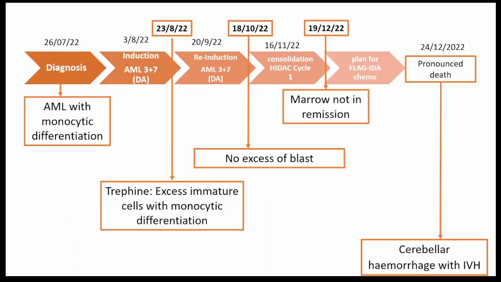So this is her timeline. Basically, the diagnosis was made in July last year. The diagnosis of AML with monocytic differentiation was made following flow cytometry and trephine biopsy. She was started on induction, AML 3+7, dose adjusted. Post-induction, there was an excess of immature cells with monocytic differentiation, so the patient was re-induced. Upon completed reinduction, there was no excess of blast. So the patient continued with consolidation, HIDAC cycle 1.